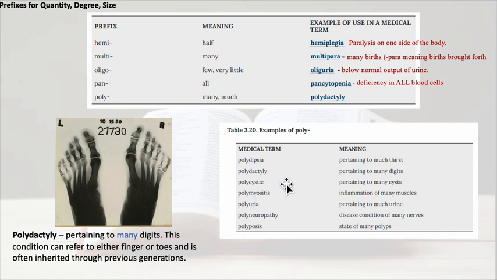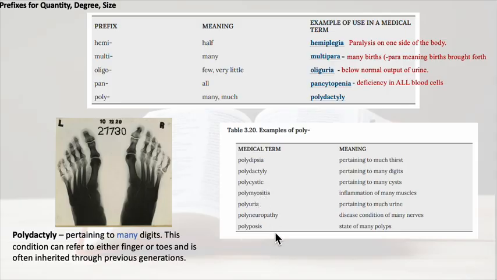Poly can be used in many contexts. So polydipsia means pertaining to much thirst. Polydactyly, as we've seen. Polycystic would be pertaining to many cysts. Polymyositis, this is an interesting one. So poly, many. Myo, we know, means muscle. Itis means inflammation. So inflammation of many muscles. Note that when we are discussing the meanings of the terms, again, we start with the suffix and then we read from left to right, from prefix to combining form.